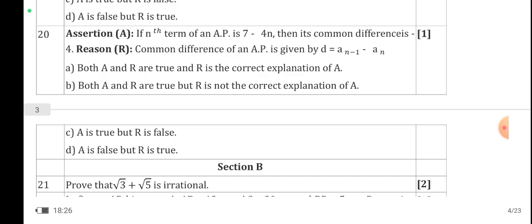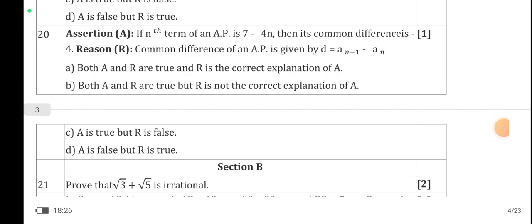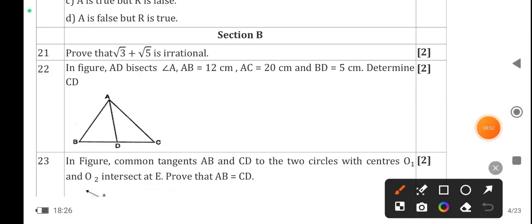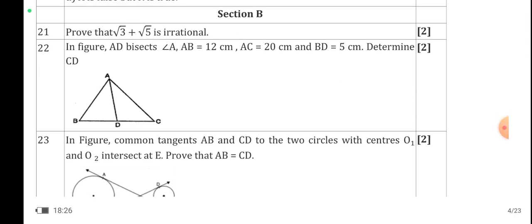Then question number 20. They have given you the AP nth term, and they are asking the reason: d is a n minus 1 minus a n. You want to check whether a n minus 1 minus a n is correct or not. For 21st, root 3 plus root 5 equals an irrational number. We may consider root 3 plus root 5 equals one single value, like r. These are important from chapter 1, real numbers.